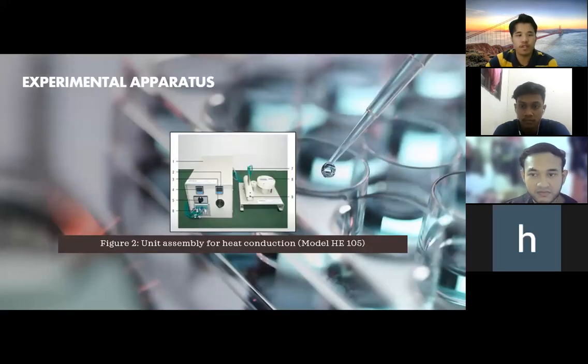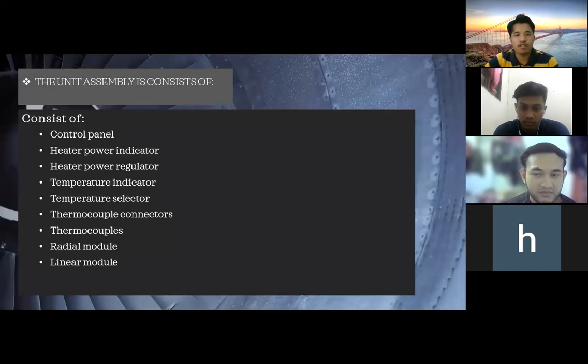For this experiment, we use the unit assembly for heat conduction model HE105. It consists of a control panel, heater power indicator, heater power regulator, temperature indicator and selector, thermocouple connectors, thermocouples, radial module, and linear module.